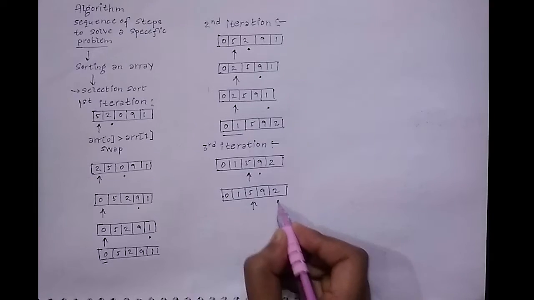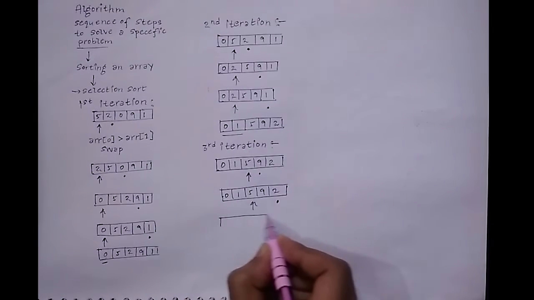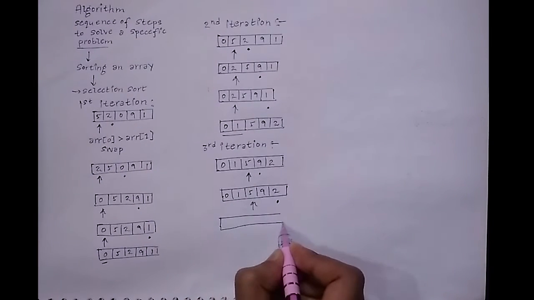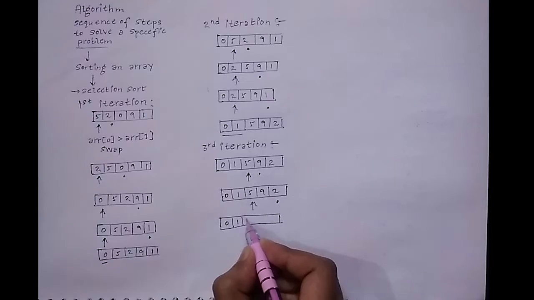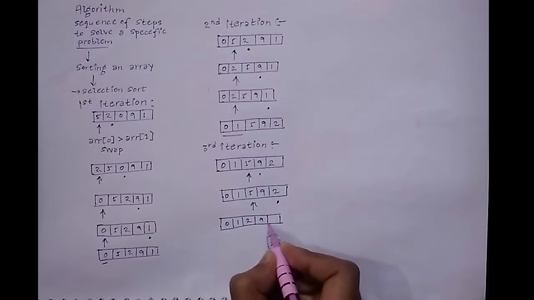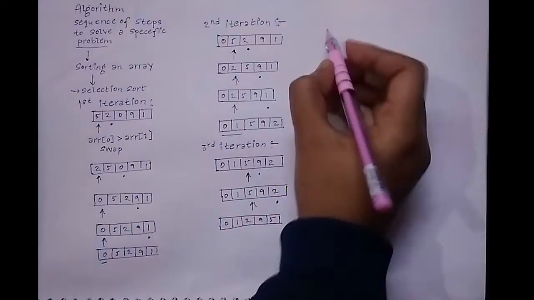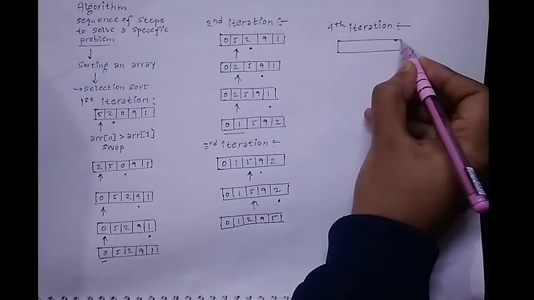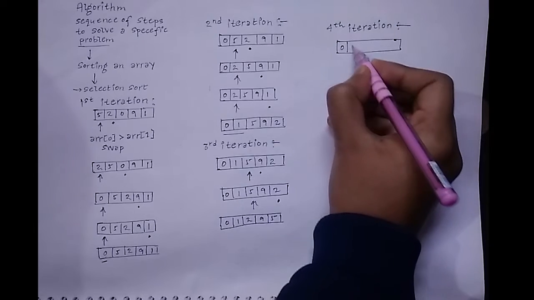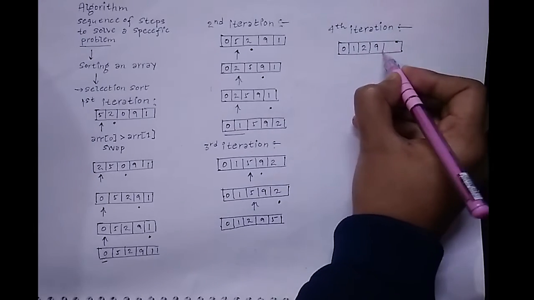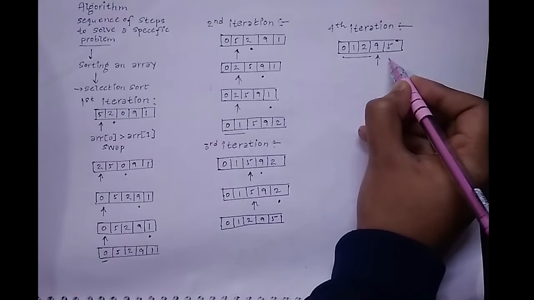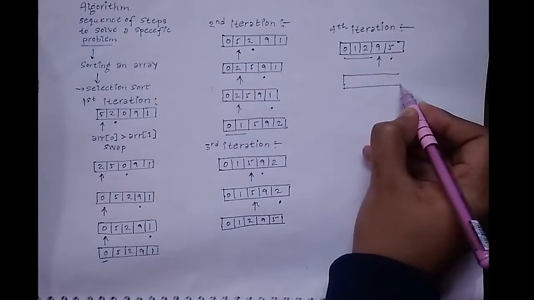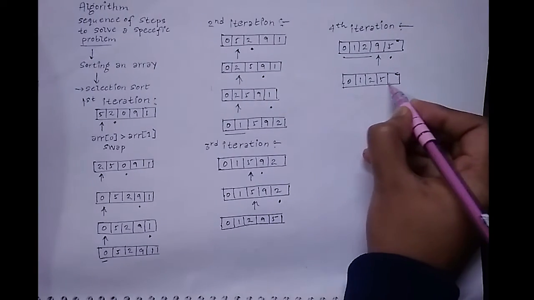Now we'll compare the element at the second index with the element at the fourth index, that is 2. Since 5 is greater than 2, we'll swap their values and our array will become like this. So the first three elements of our array are now sorted. In the fourth iteration, since the first three elements are already sorted, we'll compare the element at the third index with the element at the fourth index. Since 9 is greater than 5, we'll swap their values and now our array is completely sorted.